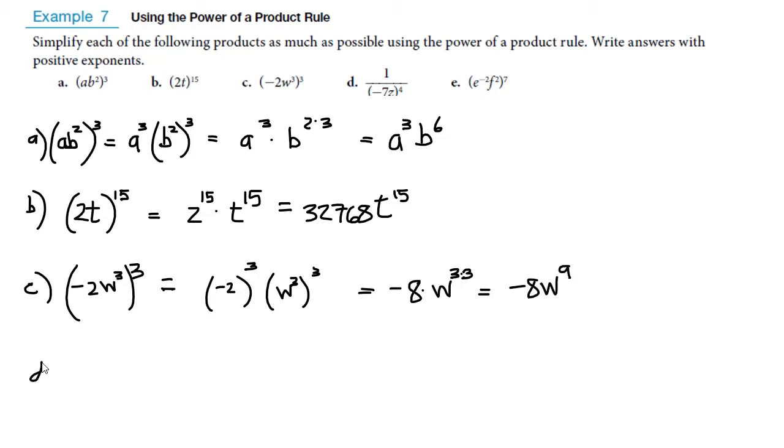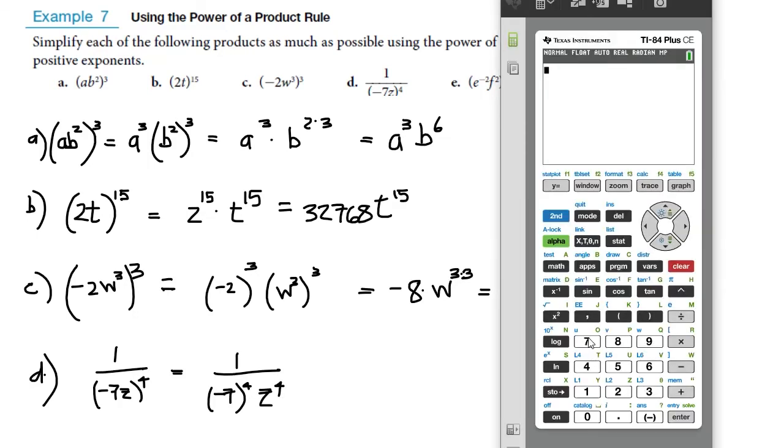And in part D, we have 1 all over negative 7z all to the power 4. So that's 1 over negative 7 to the power 4, z to the power 4. 7 to the power 4 is 2,401. So that becomes 1 all over 2,401 times z to the power 4.